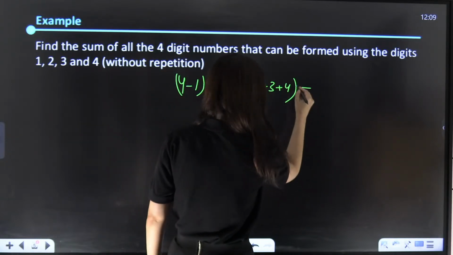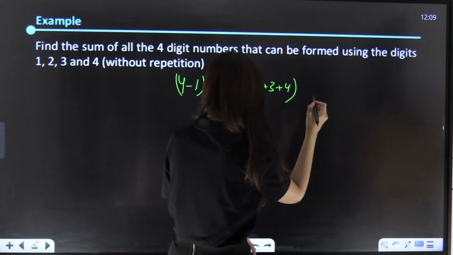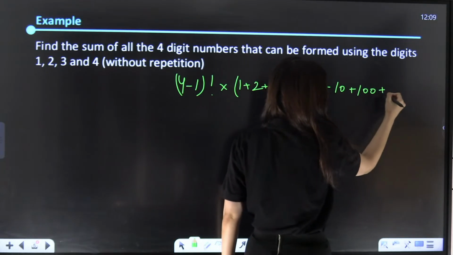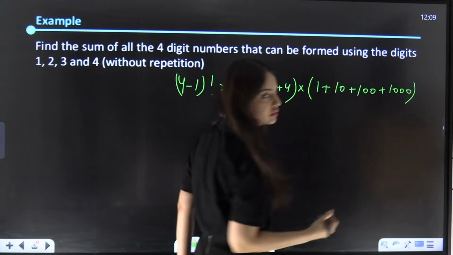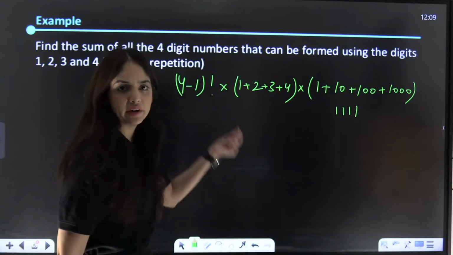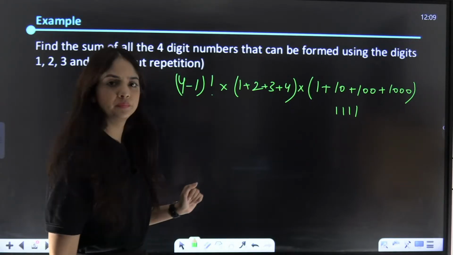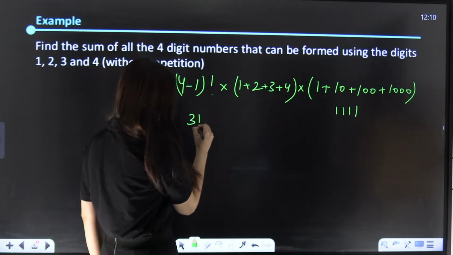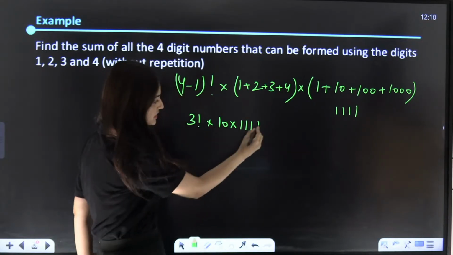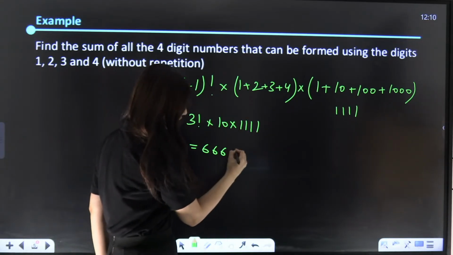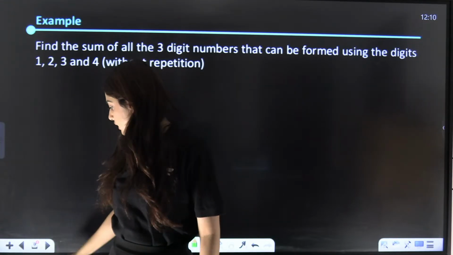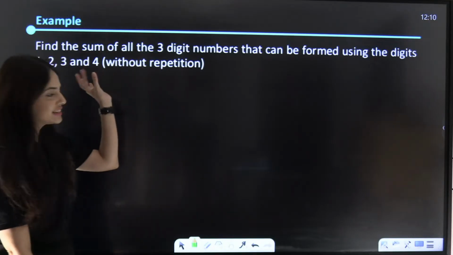into 1 plus 10 plus 100 plus 1000, or you can directly write 1111 for each digit. Alright, so this is 3 factorial into 10 into 1111, that is 60 into this, which is this. Okay. But what if now there's a slight variation?